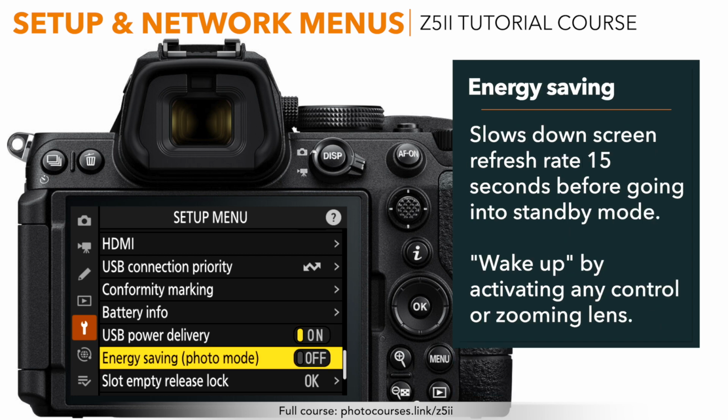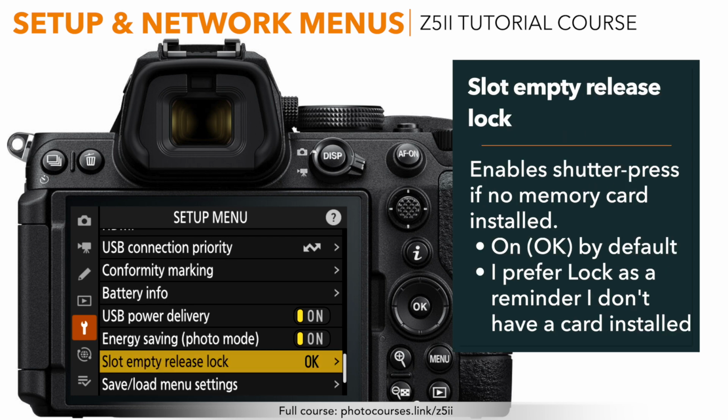If energy saving is enabled, the screen refresh rate is going to slow down. It's not going to be as smooth as it normally is 15 seconds before the camera enters standby mode. All you need to do to get that screen refresh rate back to normal is zoom a lens or activate any control, and that's going to reset it. There are some other limitations that you can read about in the text. I prefer to just enable this as another way of saving battery power. It's never really been a bother for me.